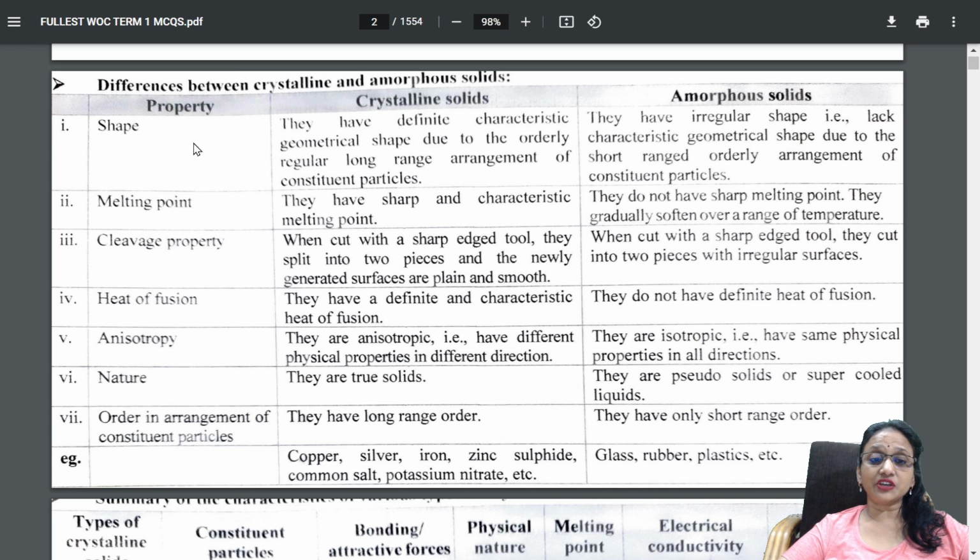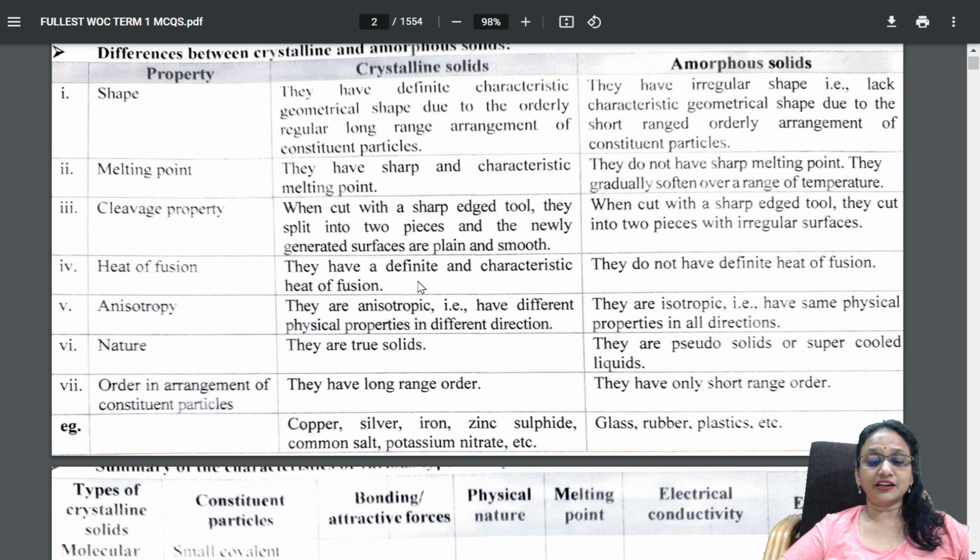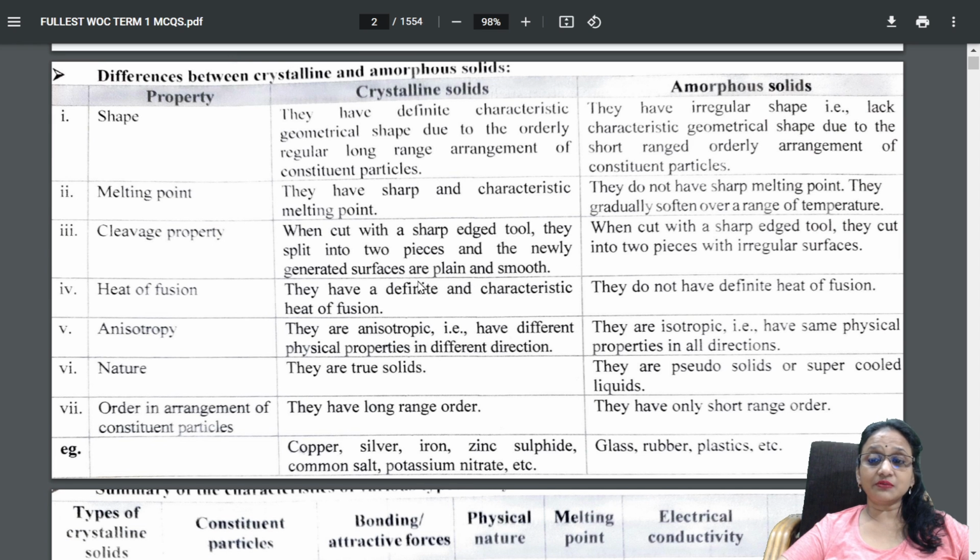So the differences where you have to see the shape, how are crystalline solids perfect in shape, amorphous irregular in shape, like that. What is a melting point trend? What is a cleavage property? Can you cut it or not? So learn the table as it is. Any doubt, please ask me in the comment section. Yes. So once again, everything is mentioned here. All the 7 points are very important along with your examples.